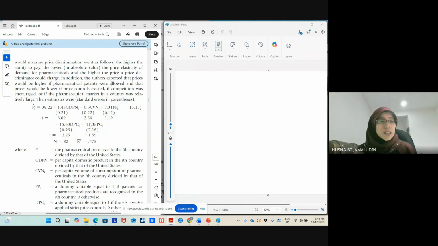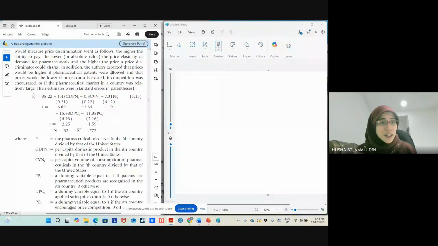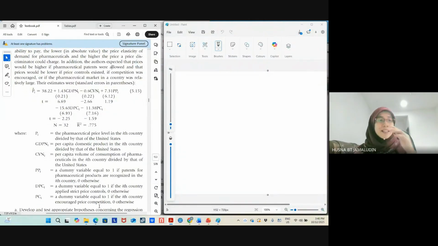Okay, what is the next variable? A dummy variable equal to 1 if the country encourages price competition. Then it will have a negative impact on the price of the pharmaceutical item. Now let's look at the equation, whether they are following your expected sign or not.